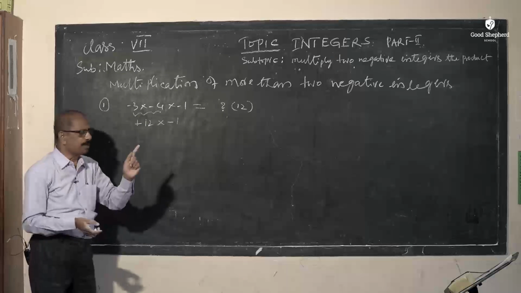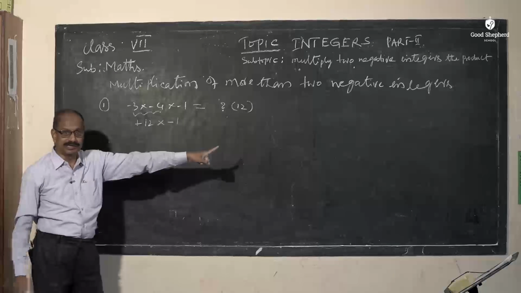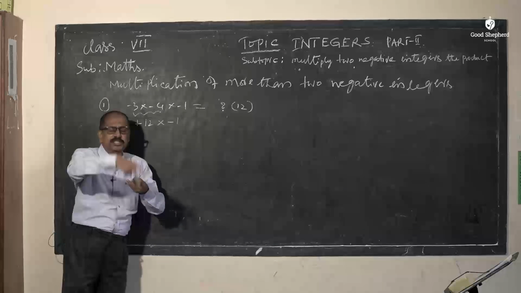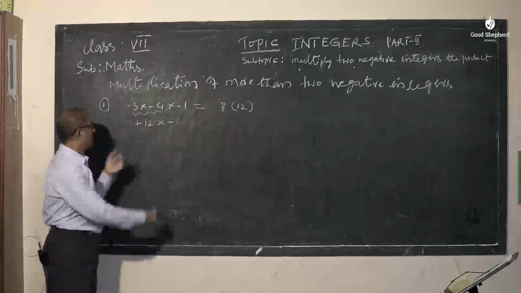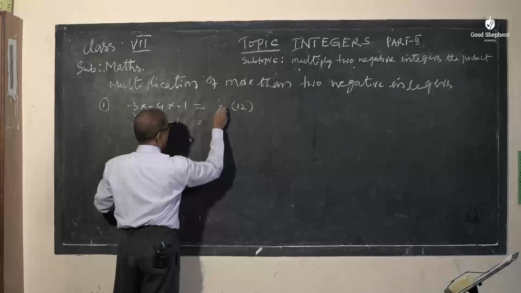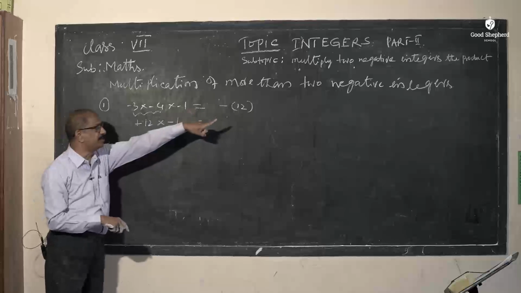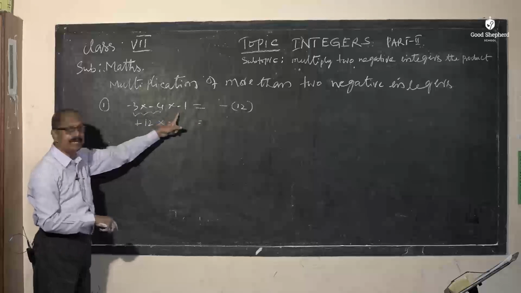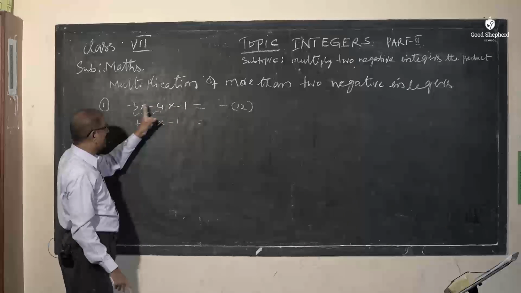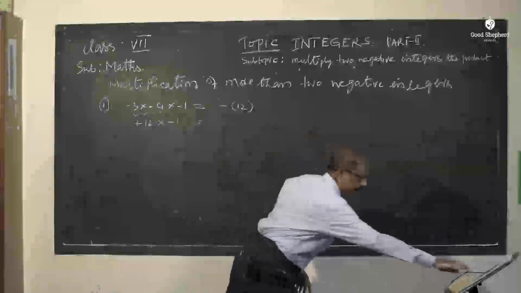Now, a positive into a negative always gives a negative sign. The third rule we learned: one negative integer and one positive integer, the product of these two will be a negative integer. So plus into minus is minus. In place of this, I can write minus 12. If there are more than two, like 1, 2, 3 negative signs, I will get a negative number. Very carefully observe, very, very important.